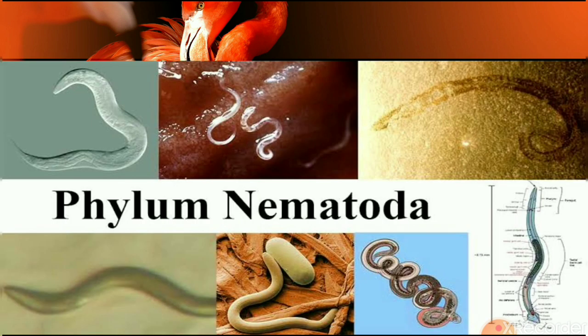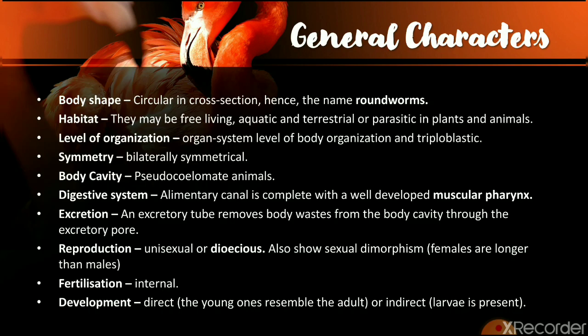The next phylum is Nematoda, or Nematohelminthes, or Aschelminthes. Their body shape is circular in cross section, hence they are known as the roundworms. They may be free living, aquatic, terrestrial, or parasitic in plants as well as in animals.